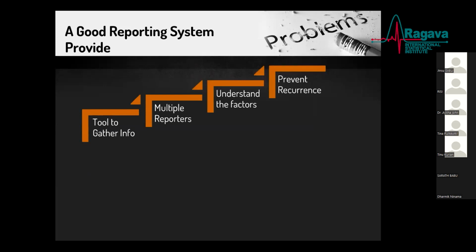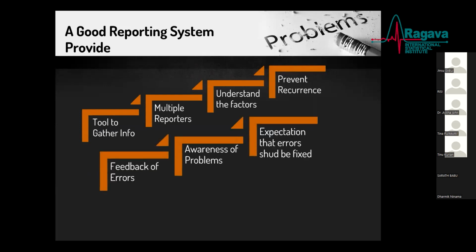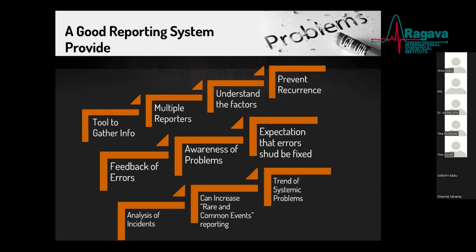So what is a good reporting system? Of course, a tool to gather information from multiple providers to try to understand the factors that contribute to incidents, so that it can prevent recurrences. Feedback and dissemination of information is very important to create awareness of problems that have been encountered, and an expectation that errors should be fixed and safety is important. Finally, analysis of incidents is where a lot of effort is going, and such analysis of incidents can increase rare and common event reporting.